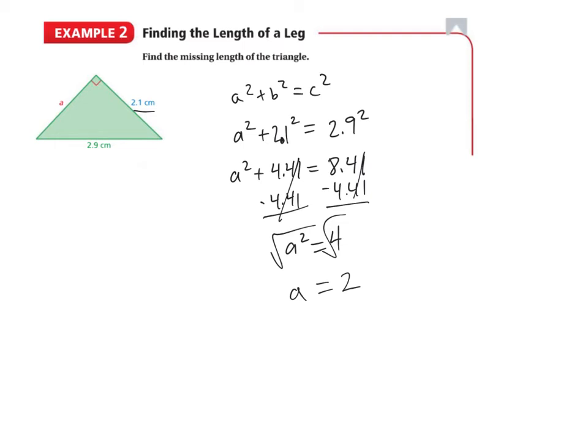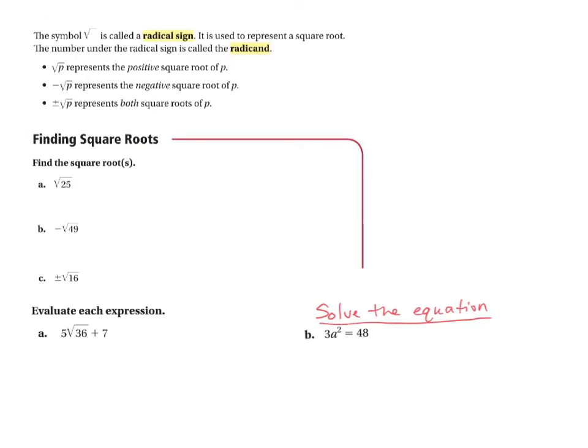Now we're actually going to backtrack. I wanted to go through that first, just to be different. But now we're going to talk about square roots. So this is more of the 9.1 stuff. So the radical sign is this thing, and whatever's inside the radical is called the radicand. This is just some vocabulary for you.